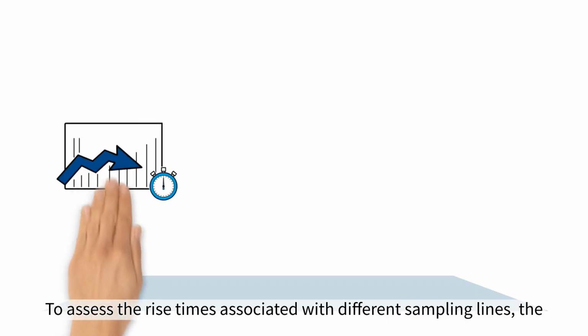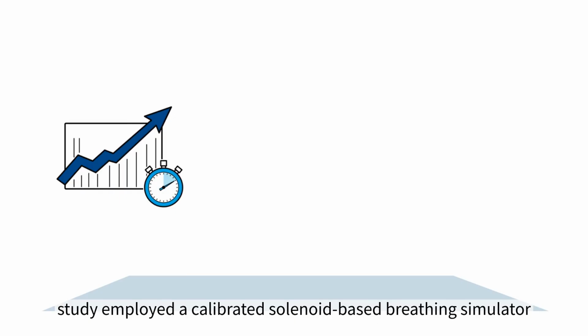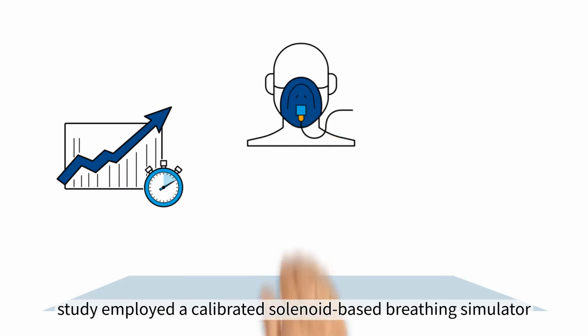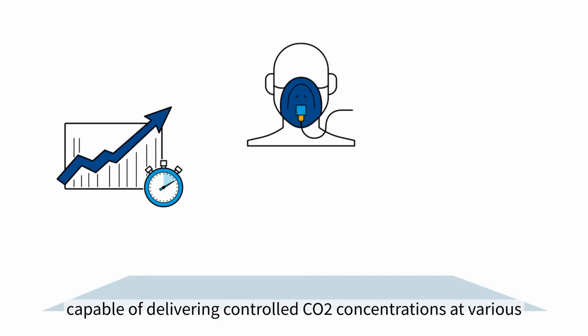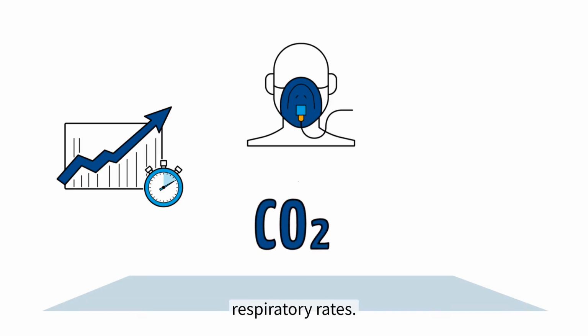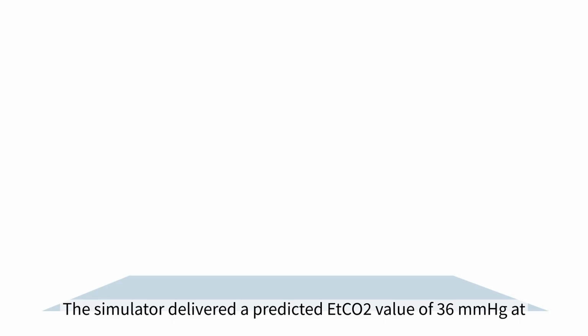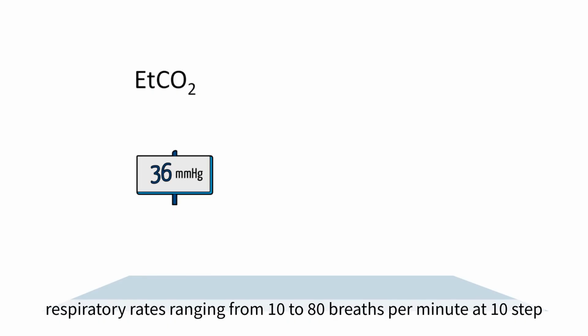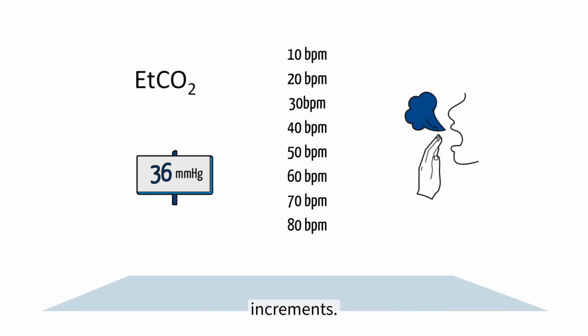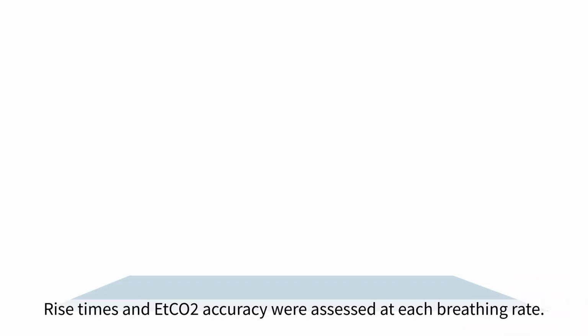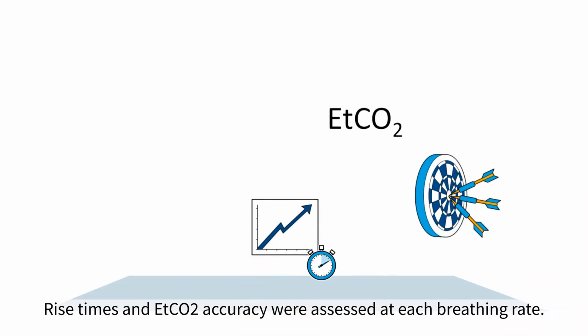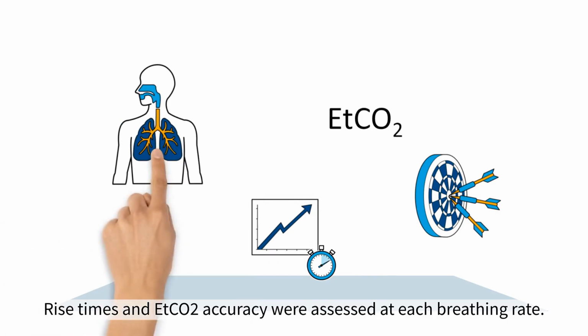To assess the rise times associated with different sampling lines, the study employed a calibrated, solenoid-based breathing simulator capable of delivering controlled CO2 concentrations at various respiratory rates. The simulator delivered a predicted EtCO2 value of 36 millimeters mercury at respiratory rates ranging from 10 to 80 breaths per minute at 10-step increments. Rise times and EtCO2 accuracy were assessed at each breathing rate.